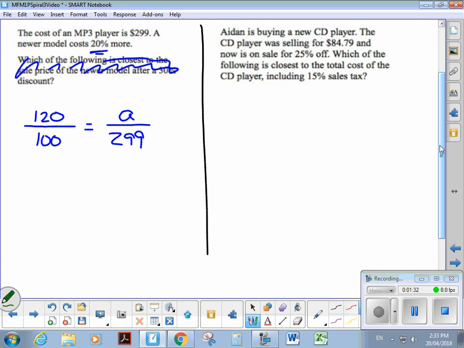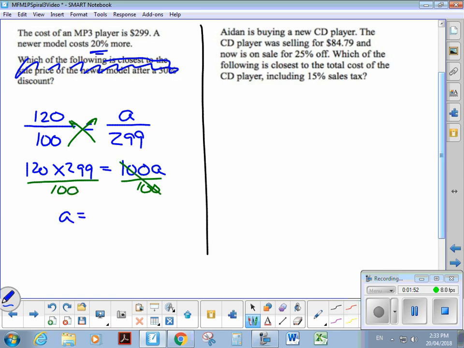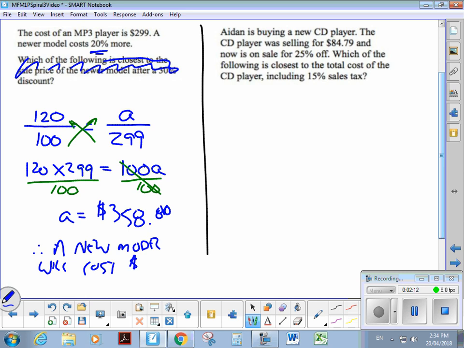So we've set it up as a percentage. We cross multiply, use our process that always works. So we get 120 times 299 equals 100A. Divide both sides by 100. Now I know what to punch into my calculator. So A equals 120 times 299 divided by 100. So the new one costs $358.80. Okay, so therefore a new model will cost $358.80.